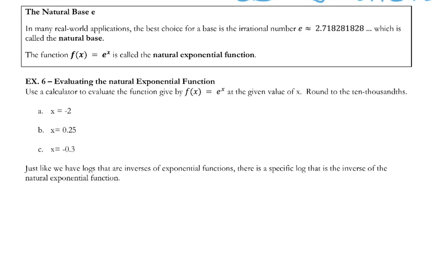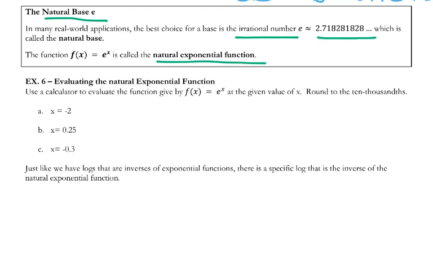Okay, so that was the common log, base 10. We also have something called the natural log. We've talked about natural base e before. e is an irrational number, and it's approximately 2.7182, but it goes on and on forever. So e to the x is called the natural exponential function, and e is a natural base. We can actually take logarithms of base e, and those are called natural logs. But I'm getting a little ahead of myself.